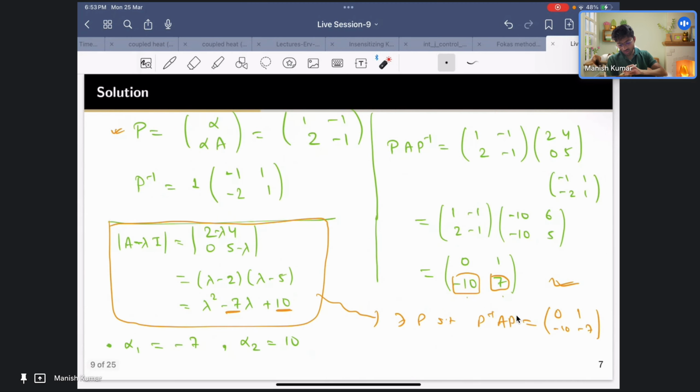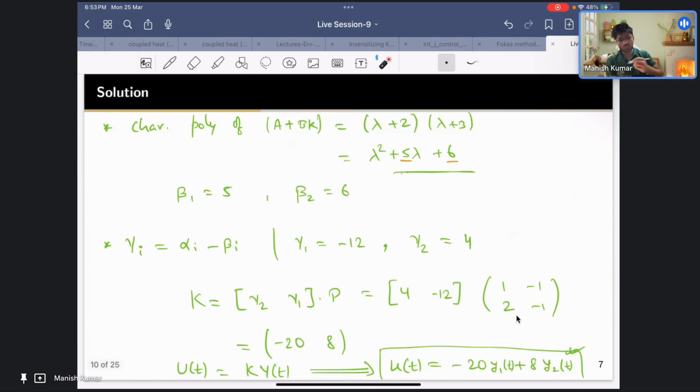Once you got the information of p, this will come from the companion matrix, and that is easy to compute directly. You don't even need to bother about this thing. You just compute the eigenvalues from here, the characteristic polynomial. Then write the first coefficient as alpha 1, the second one as alpha 2. Then you compute what you want. So beta 1 is 5, beta 2 is 6.